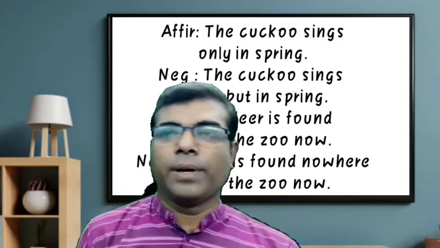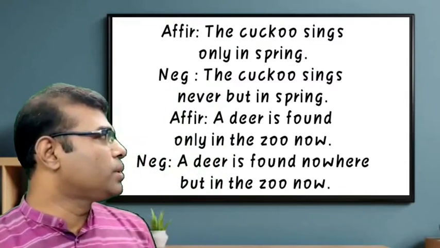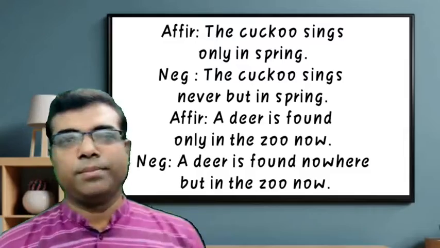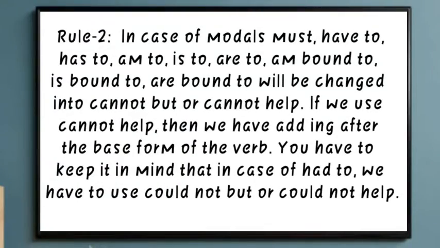Dear students, now I am going to discuss rule 2. Please try to understand. In case of modals or modal auxiliary verbs, just like must, have to, has to, am going to, am bound to, is bound to, are bound to, am to, is to, are to.